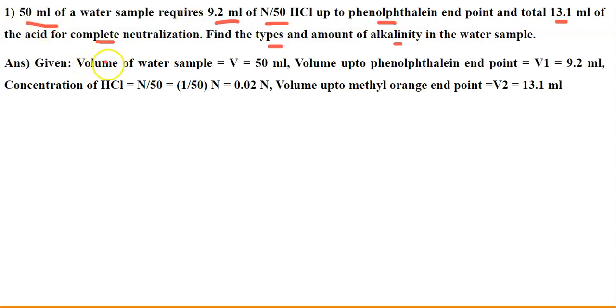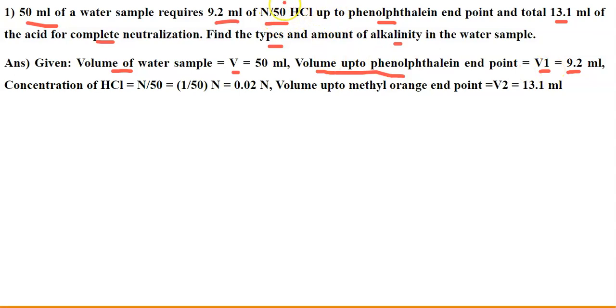We have been given that the volume of the water sample is 50 ml, and we will take it as capital V. Then the volume up to the phenolphthalein endpoint is given as 9.2 ml. Phenolphthalein endpoint means phenolphthalein changes its color from pink to colorless. Initially we add phenolphthalein as an indicator, and for it to change its color from pink to colorless we require 9.2 ml of acid, which we have taken as V1.